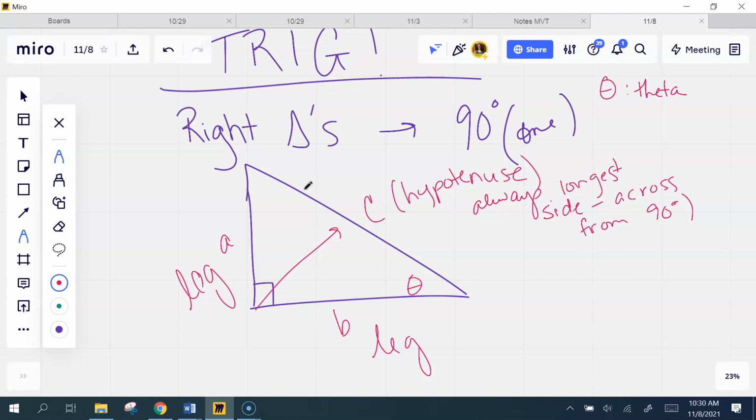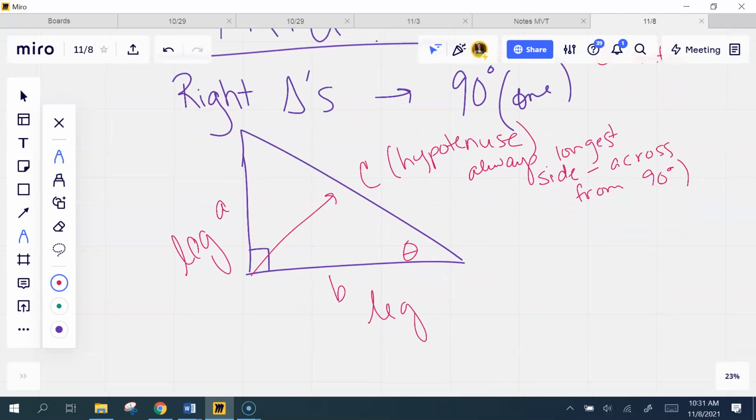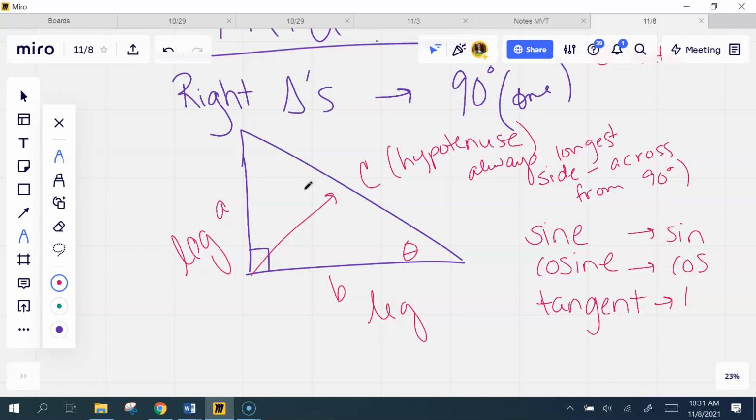So we have these trig functions that allow us to find values of either theta or the side lengths, but they are ratios that hold true all the time. We have sine, cosine, does anybody know what the last one is? Tangent. Sine we abbreviate as S-I-N, but it is still sine. We drop the E to abbreviate cosine as COS, and tangent as TAN. Have you done any work with sine, cosine, and tangent before?